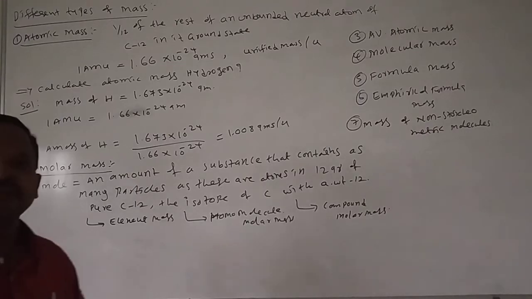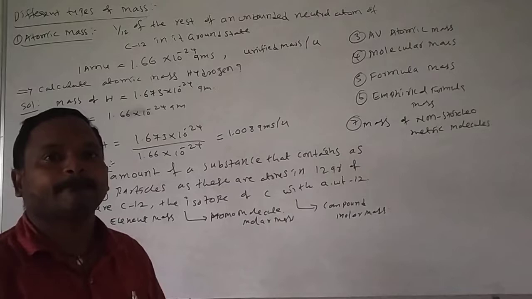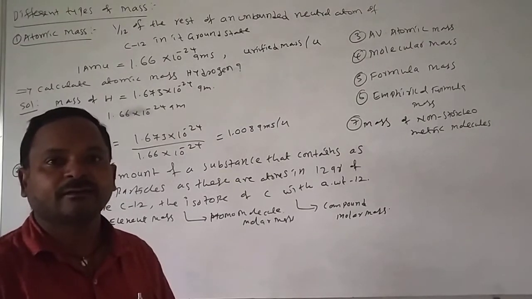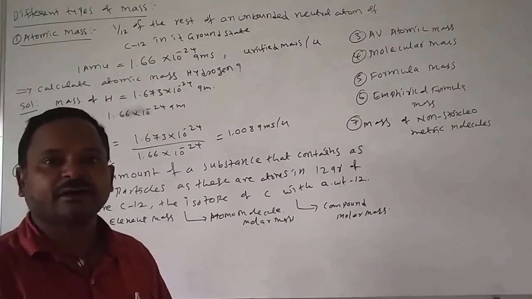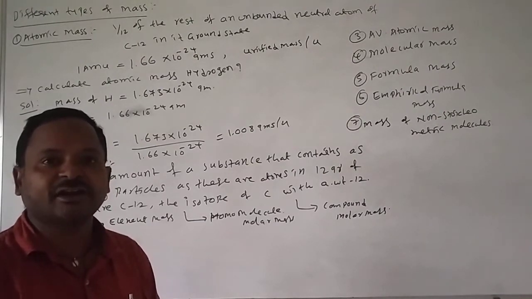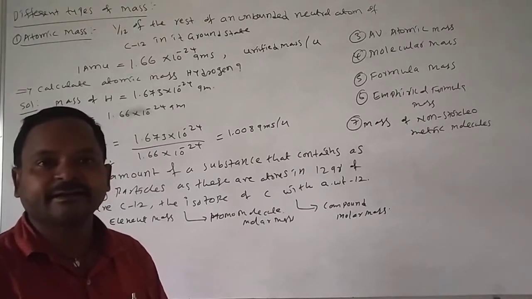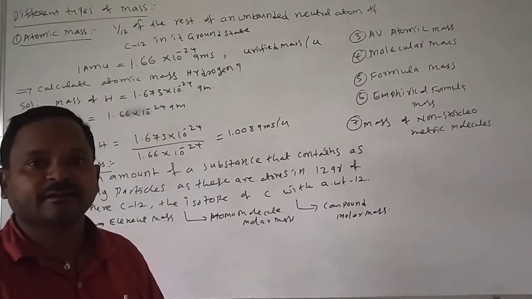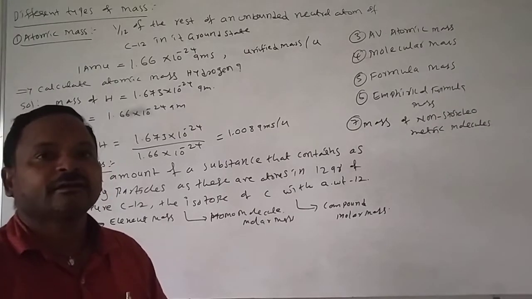In continuation of basic concepts of chemistry, today we will see the different types of masses. We also have some topics: stoichiometric equations and limiting reagent. Only two topics are there in basic concepts. I think today I will finish this topic.